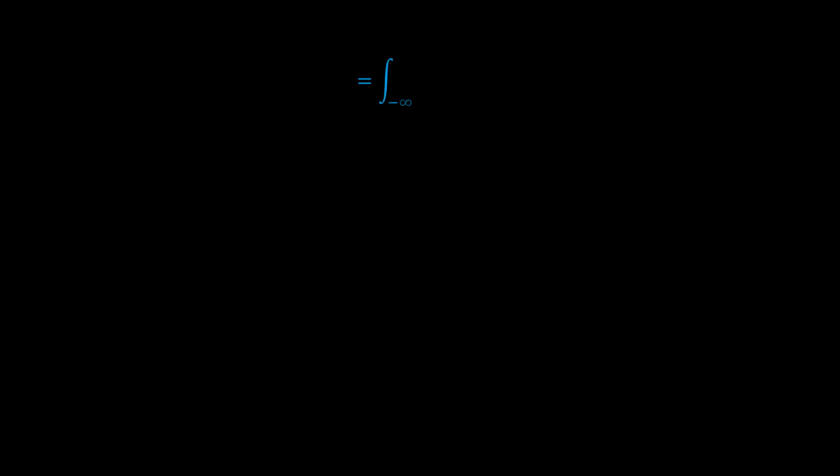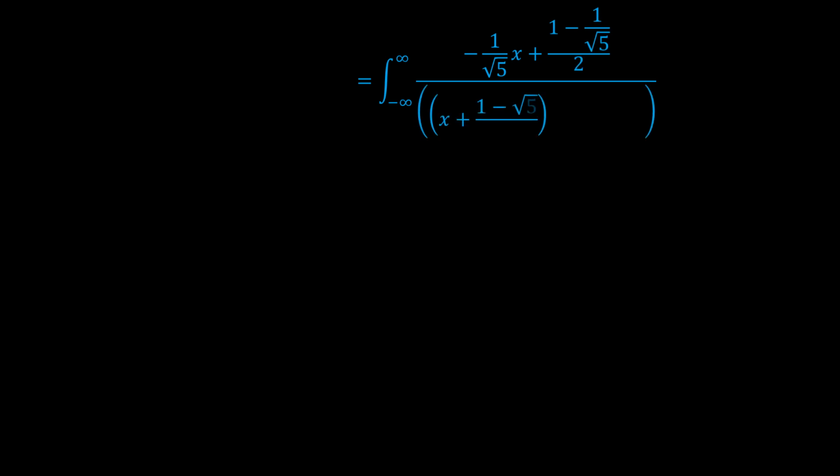We have our integral here: the integral from x tending to negative infinity to x tending to infinity of negative 1 over root 5 x plus 1 minus 1 over root 5 over 2, all over x plus 1 minus root 5 over 4, close bracket squared, plus 5 plus root 5 over 8.